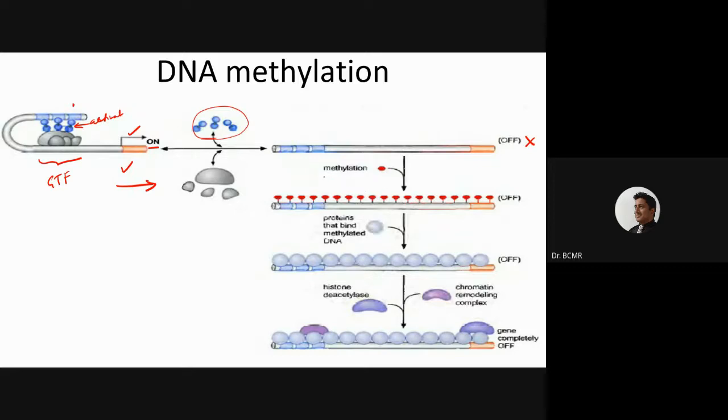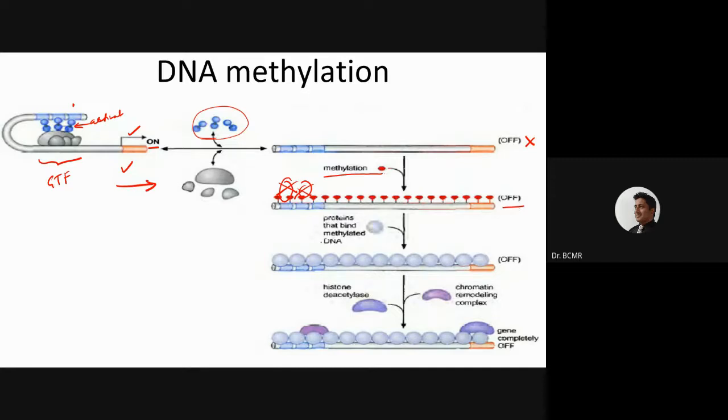And if methylation of the CpG islands happens, if the DNA gets methylated, then there is no way a repressor is going to bind here, because repressors are sequence specific binders, but they cannot bind to methylated DNA. So the repression is even more, that is, the gene expression is much more suppressed.